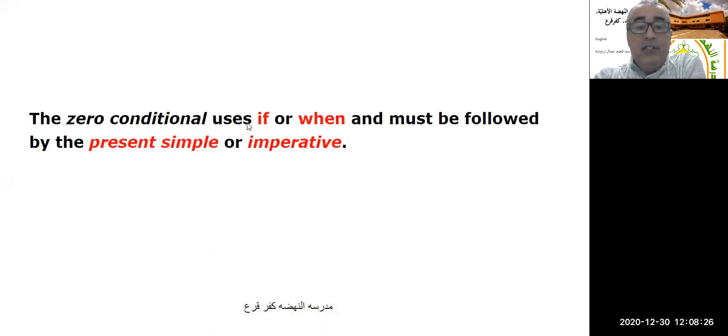Right. So again, the zero conditional uses if or when. Of course, you can sometimes use when instead of if, and it must be followed by the present simple or imperative. An imperative in Arabic means صيغة الأمر.